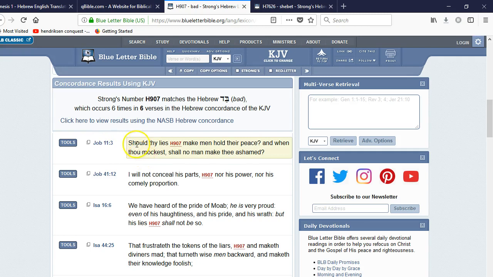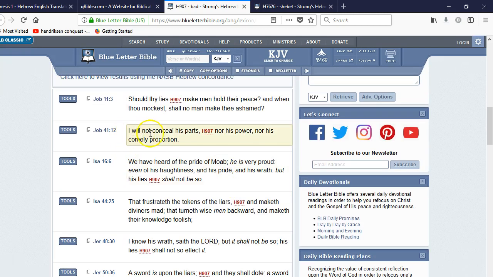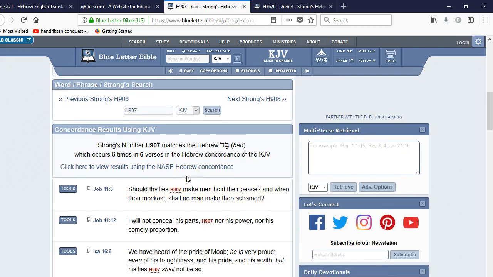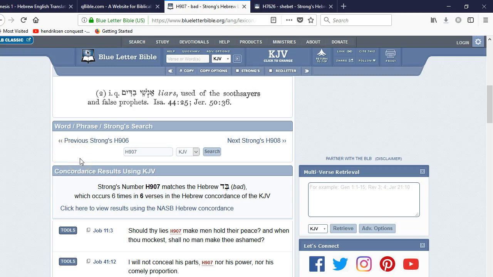Job 11:3, should thy inner concealment make men hold their peace? Or maybe Job 41:12, I will not conceal his inward concealment, nor his power. Isaiah 16:6, even of his haughtiness and his pride and his wrath, but his inner concealment shall not be so, or that frustrates the tokens of the inward concealers. Maybe what bod should be in this occurrence is more deceit or deceitful, to conceal something within, which would typically be to deceive.